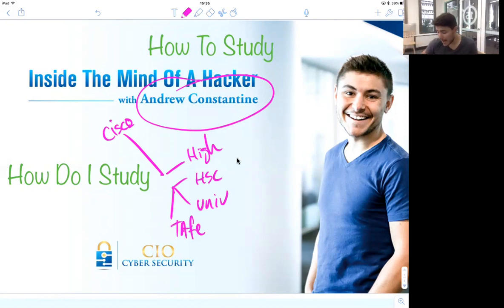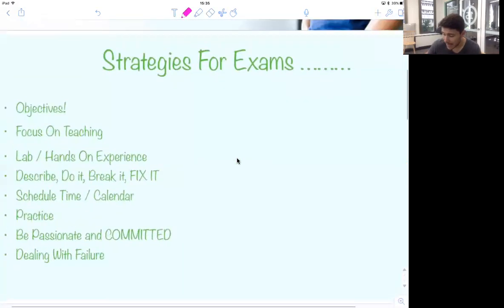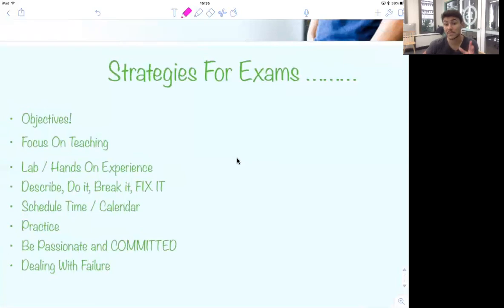So how to study is basically simple, right? Here are some strategies that I think are super, super important in terms of studying. First and foremost, understand the objectives. If you are studying a Cisco exam, go on the Cisco website and actually look at the syllabus. What does the CCNA exam want you to do? What does the CCNP exam want you to do? What does the CCIE exam want you to do? And are you following those guides?